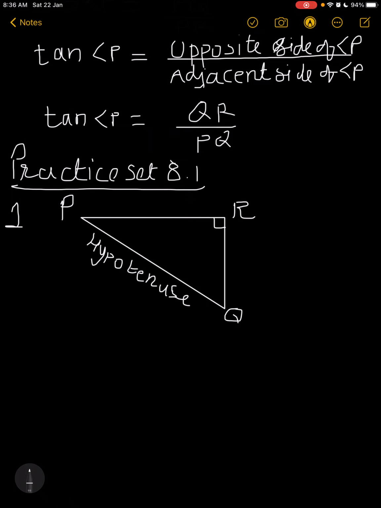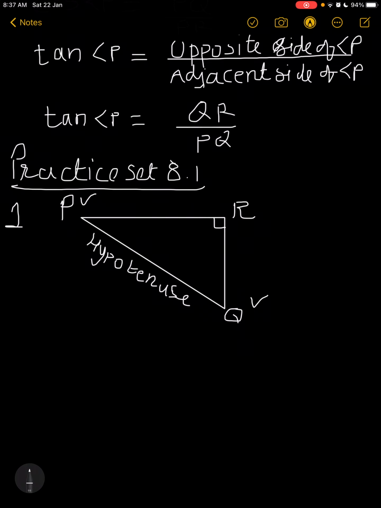First I should see the opposite side of angle P. It is QR, and the adjacent side is PR. Then for angle Q, the opposite side is PR and the adjacent is QR. You should be ready with this detail before you write the answer.